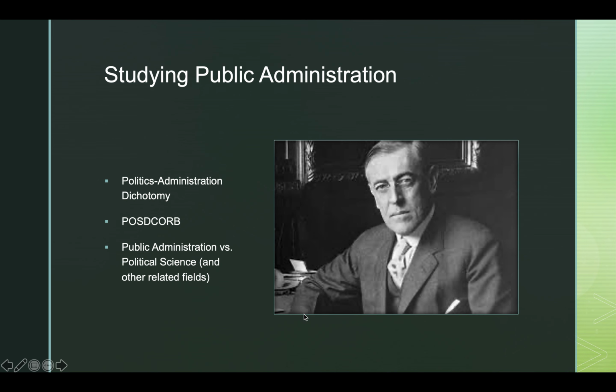Luther Gulick and Lyndall Urwick proposed POSCORB in their work, Papers on the Science of Administration. This stands for the 7 principles that they emphasize as important principles of administration that applied to almost any human organization. The principles are planning, organizing, staffing, directing, coordinating, reporting, and budgeting. The arguable applicability of these principles suggests that administration is separate from politics, and that the differences between private and public organizations discussed earlier are not particularly important.